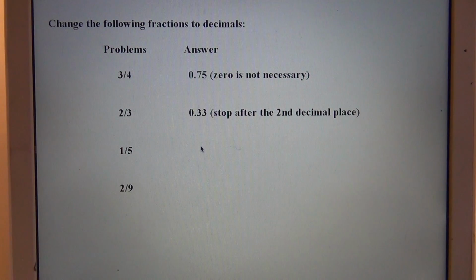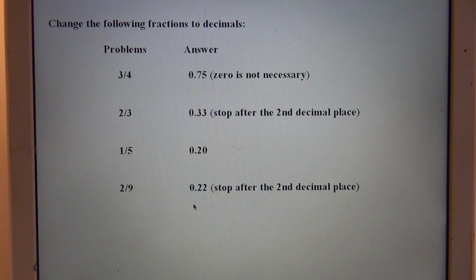1/5, if we change that into a decimal, we get 20 hundredths, or 0.20. And 2/9, if we change that to a decimal, we divide 2 by 9 and we get 0.22, and we stop after the second decimal, because this would go on and on, but we just stop after the second decimal place.